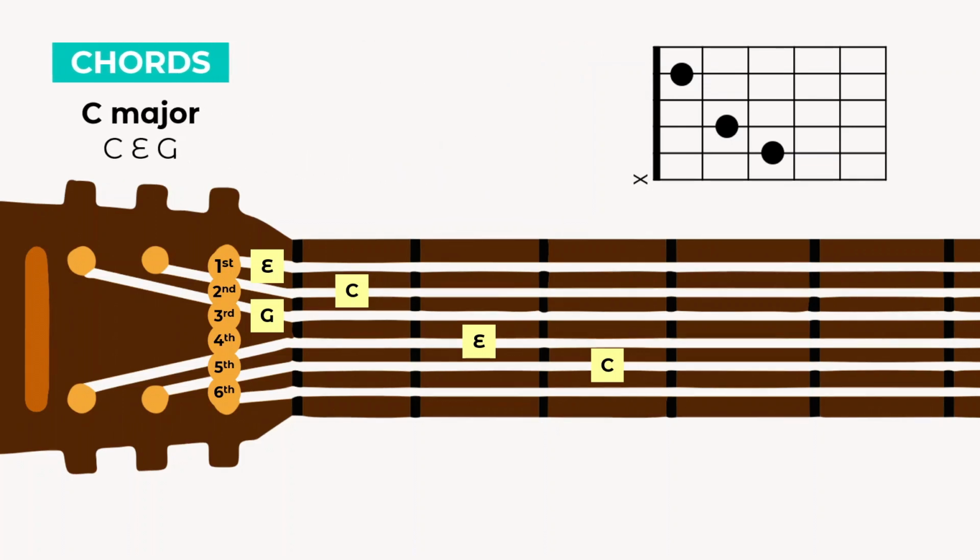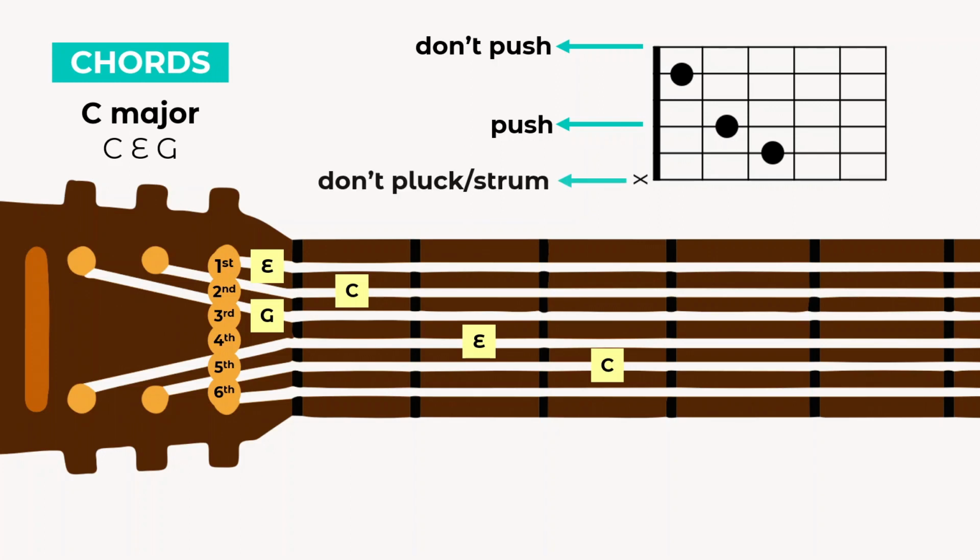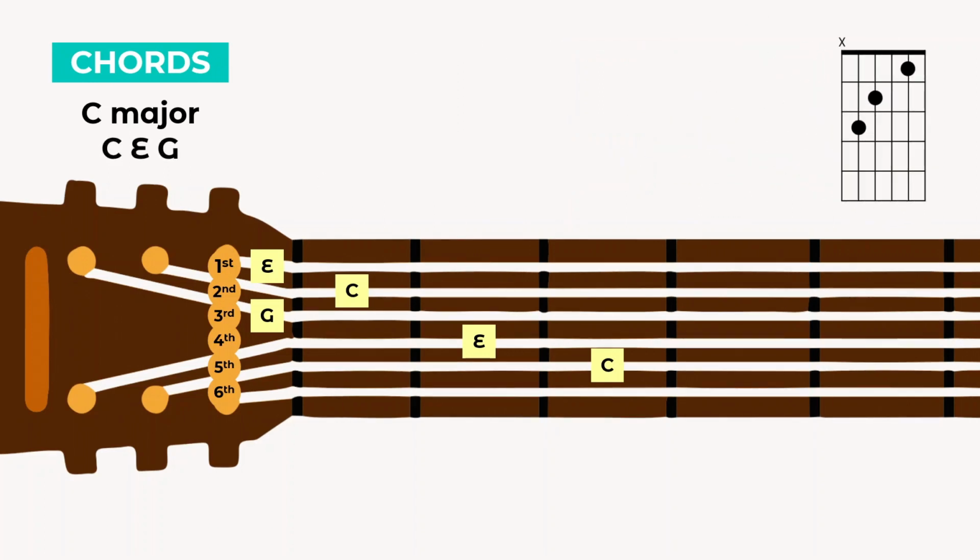The strings without dots represent the strings that we can pluck or strum without pushing any frets. The black dots represent the frets that we need to push, and this X sign represents the strings that we should not pluck or strum. However, in my tutorial videos, I usually position the chord diagrams like this. So it's rotated 90 degrees clockwise, but I hope it's still understandable.